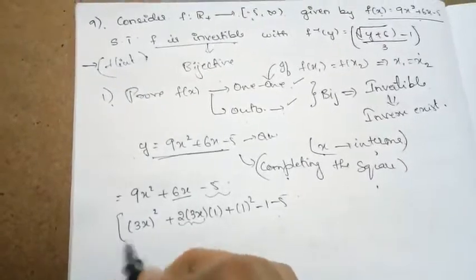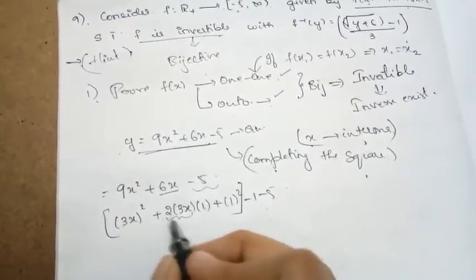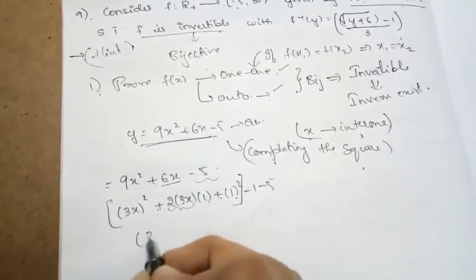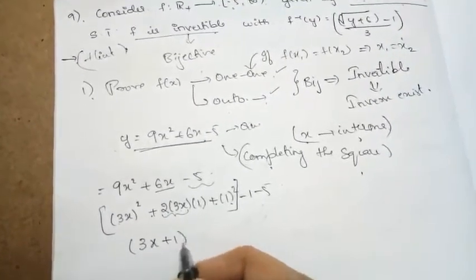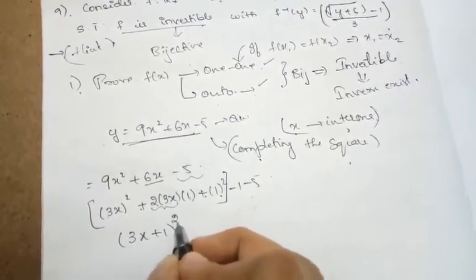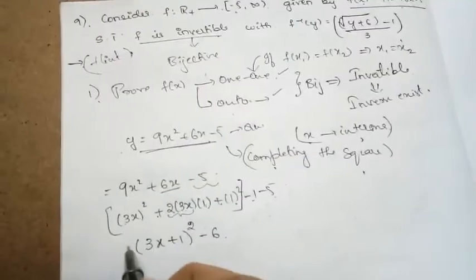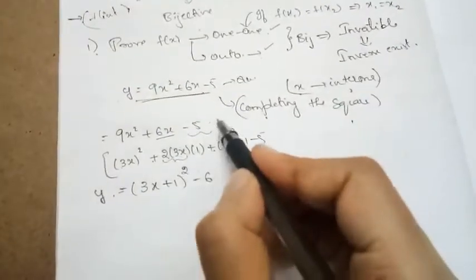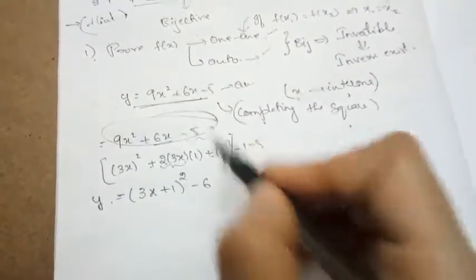Now if I combine these three, what happens? a square plus b square plus 2ab is nothing but a plus b whole square, where a is 3x and b is 1, that is 3x plus 1 whole square. Minus 1 minus 5 becomes minus 6. So this is nothing but our y. By using the completing the square process, I have solved this equation.